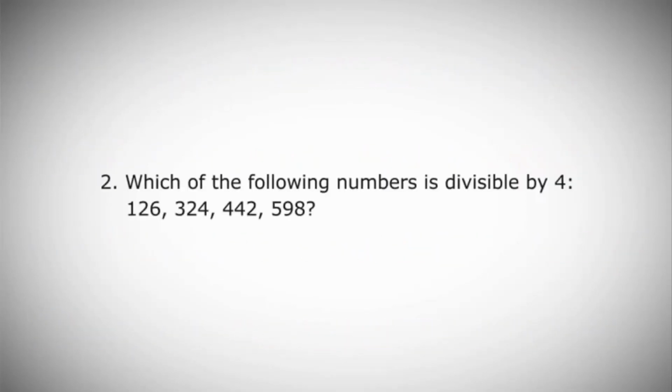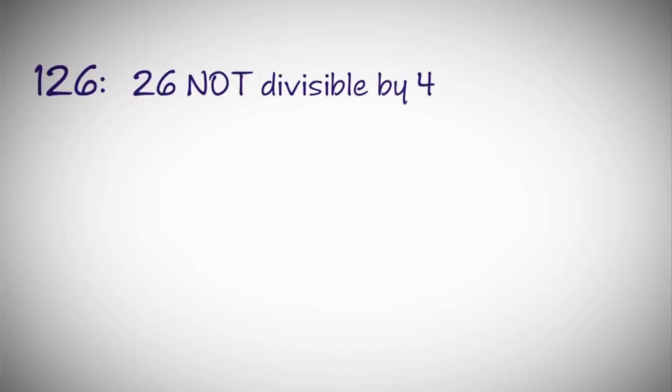Example number 2 asks us which of the following numbers is divisible by 4, and we have the numbers 126, 324, 442, and 598. The divisibility rule for 4 dictates that the last 2 digits must be divisible by 4 in order for the number to be divisible by 4. So, looking at our first example, 126, 26 is not divisible by 4. So 126 can't be divisible by 4.